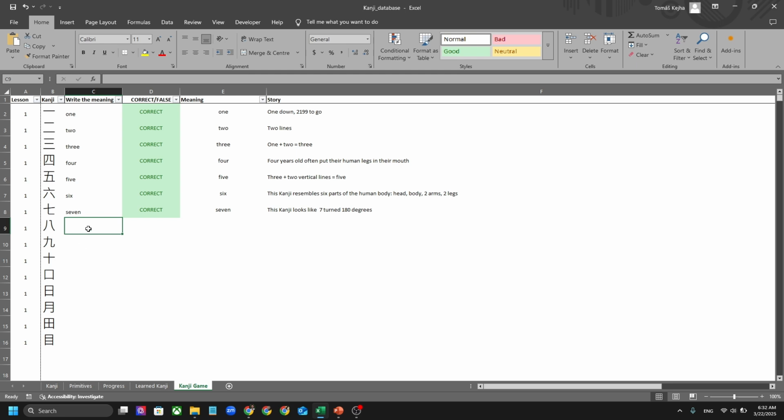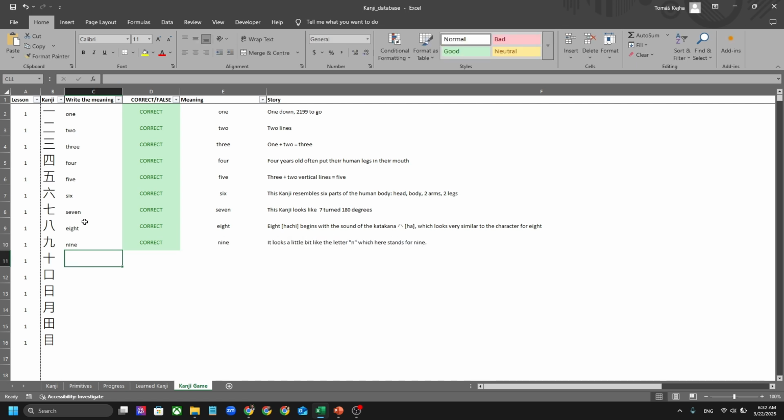This is number 8, which looks similar to the katakana ha. And this character, the number 8, is actually pronounced hachi. So it all makes sense. This is 9, looks like the letter N a little bit. This is 10. Do you still remember how you were fighting the 10 vampires with a cross? Well, I hope you do, because it will help you to remember the number 10. And now the new one. Well, what is that? Looks like a mouth with a bit of imagination.